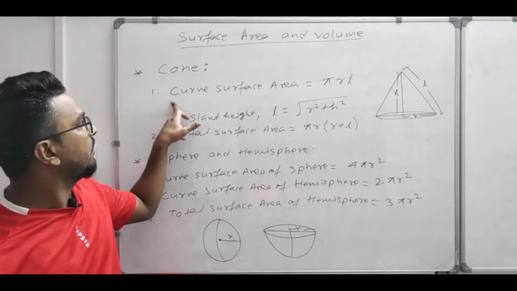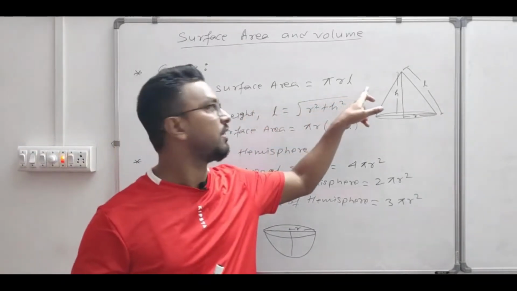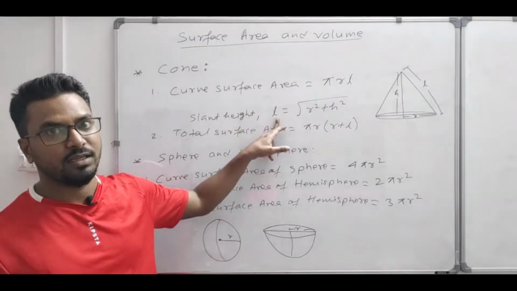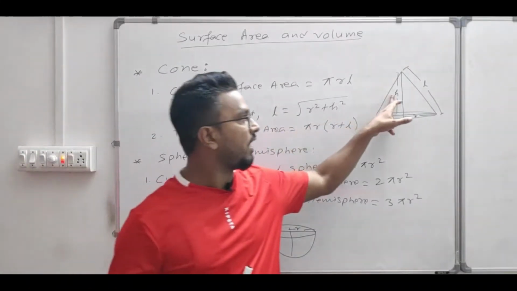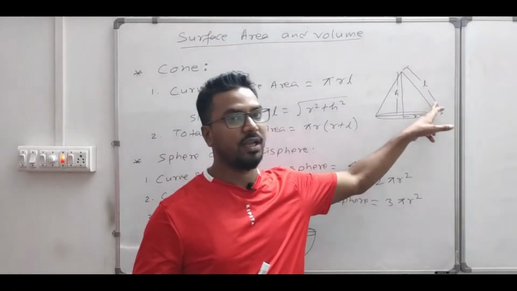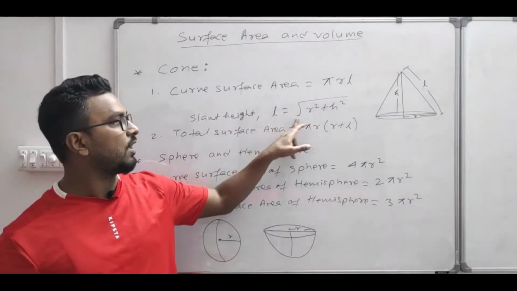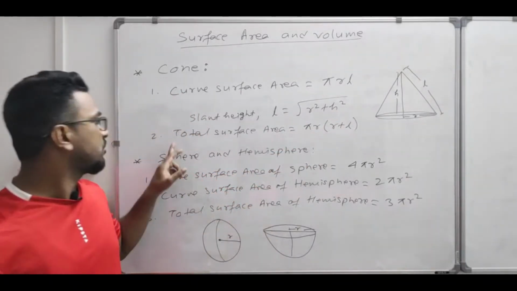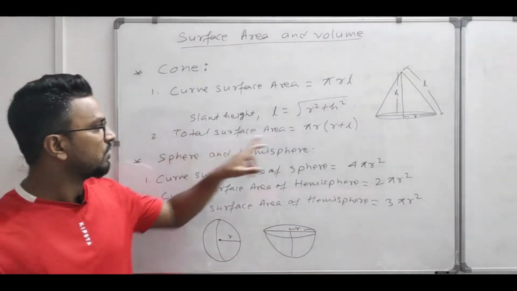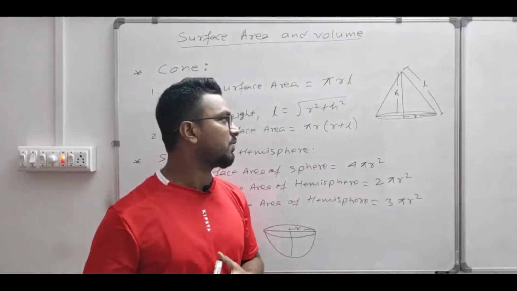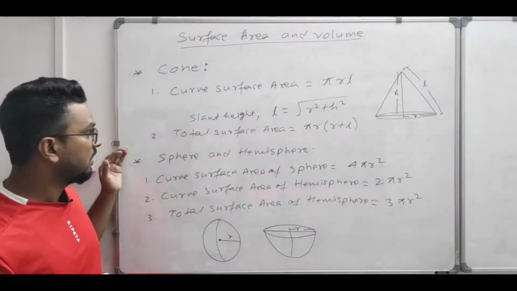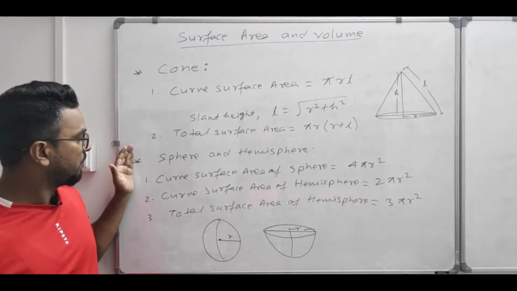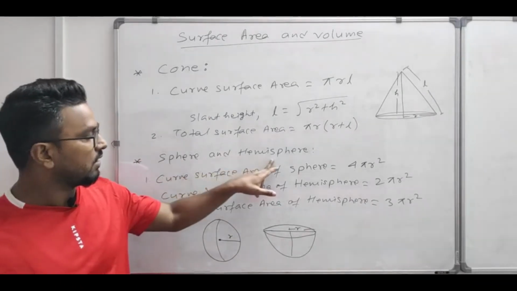Here it is given, curved surface area of cone is pi r l, and in some cases you have to find the slant height. So how to find the slant height? If the height and the radius are given, you have to find the slant height. For slant height there is a formula: root of r square plus h square. Next is total surface area. The formula for total surface area is pi r (l plus r).